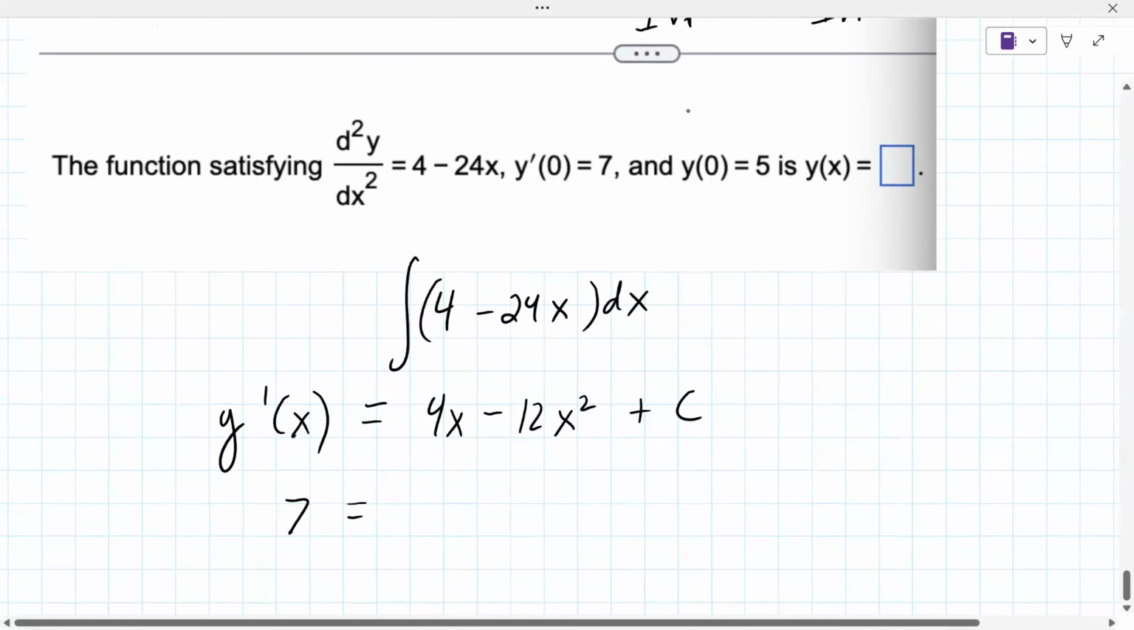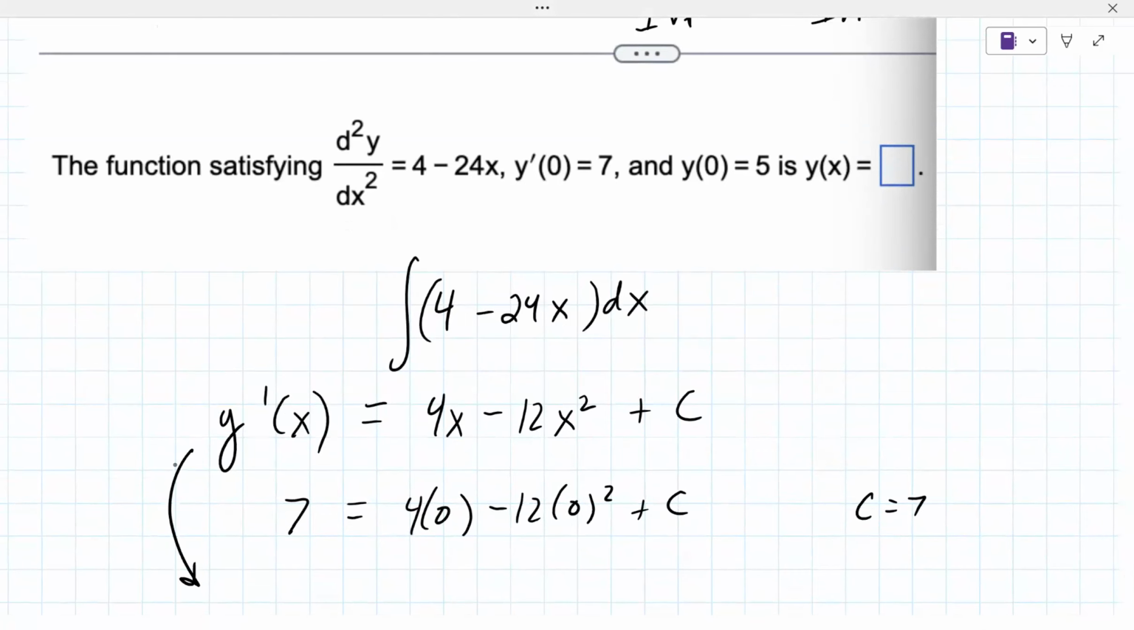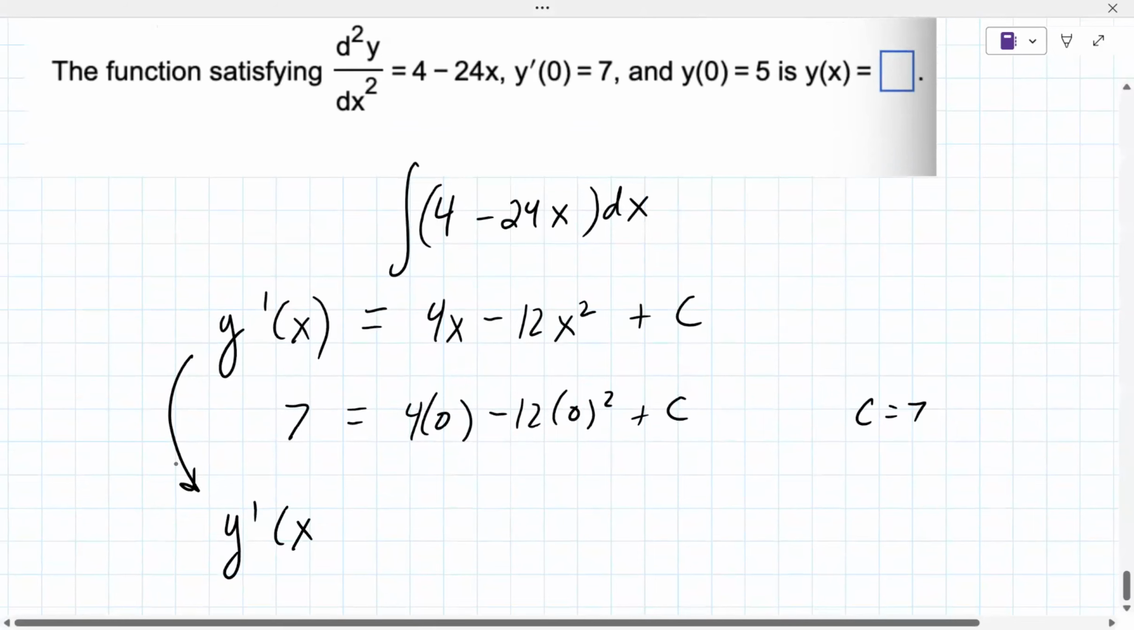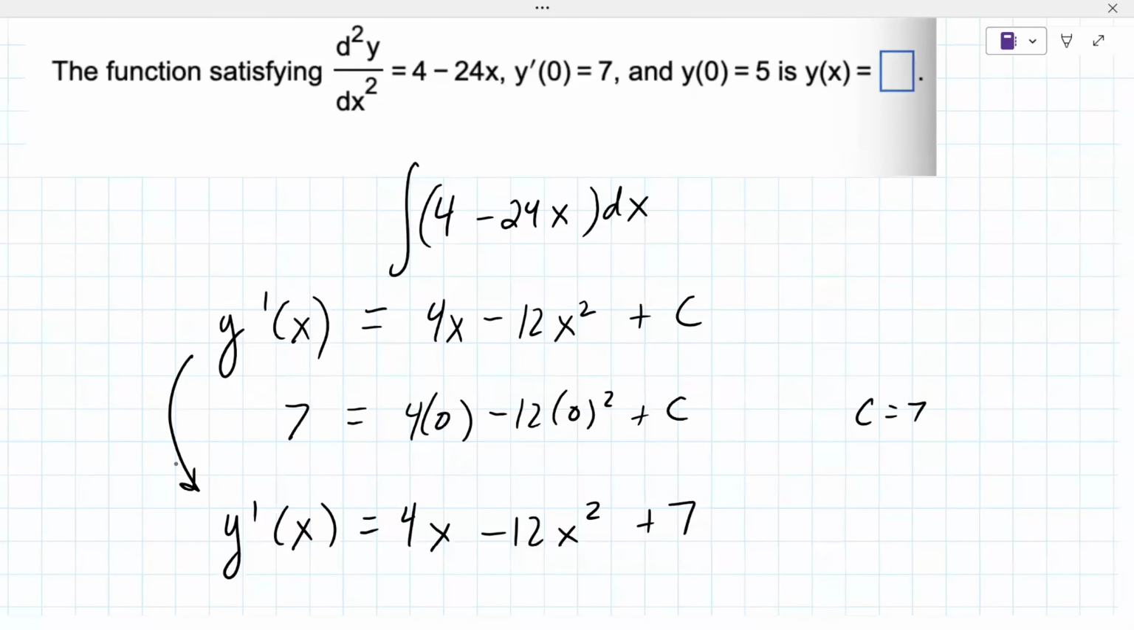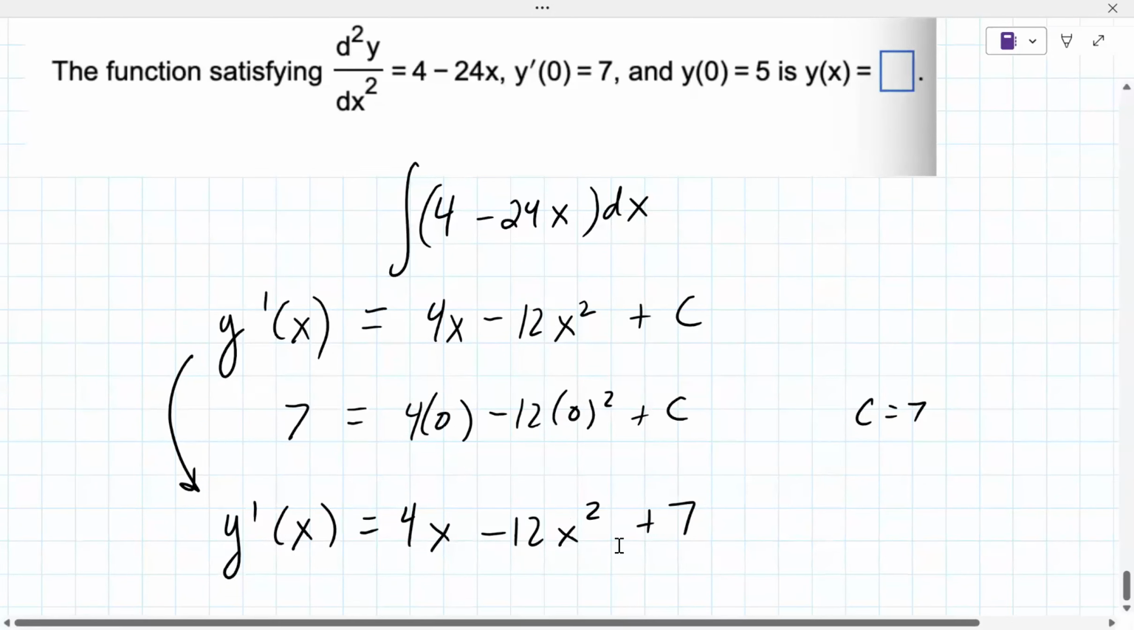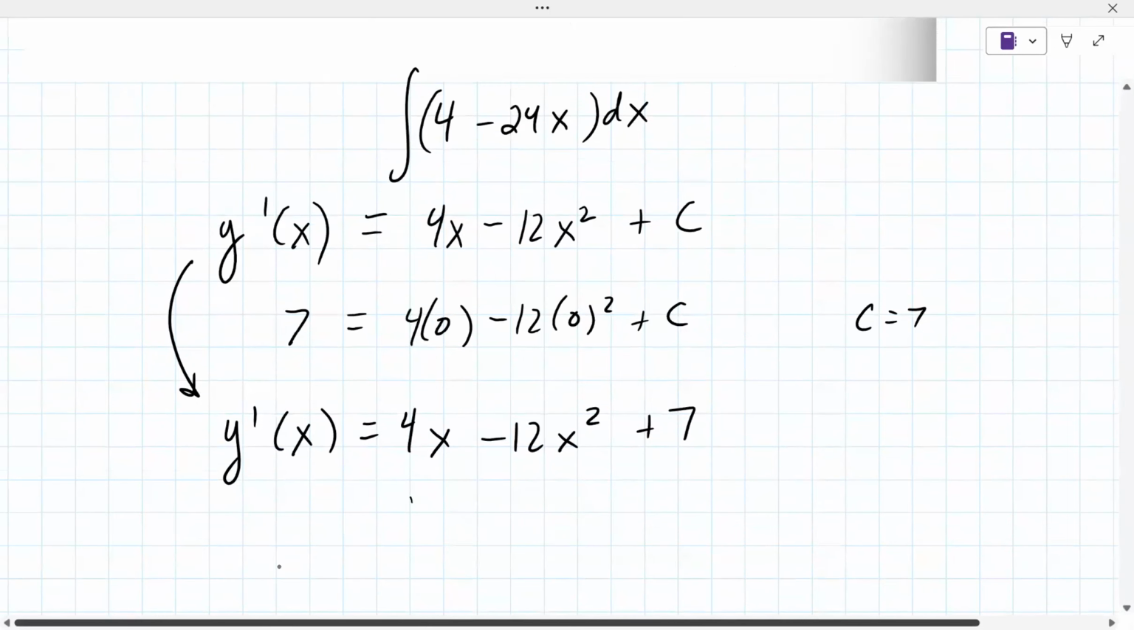It says that 7 equals 4 times 0 minus 12 times 0 squared plus C, and so C equals 7. So you're going to rewrite this: y prime of x equals 4x minus 12x squared plus 7, something like that. And now we have to do yet another antiderivative. You have to integrate this. They're giving you the second derivative to start. You integrate it once to get the first derivative. You integrate it again to get the original function.